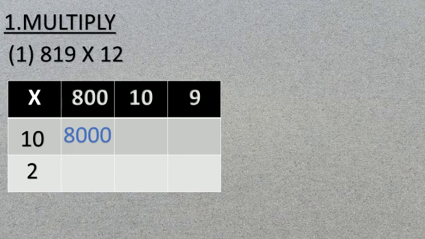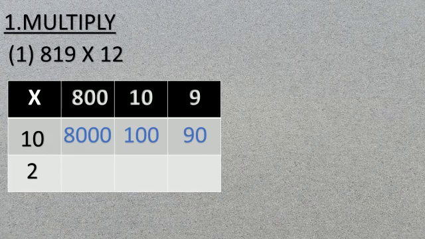Next multiplication is 10 multiplied by 10. Don't look at the 0s, just look at 1 multiplied by 1. 1 multiplied by 1 is 1, and adding the two zeros, the number is 100. So 10 multiplied by 10 is equal to 100. Next multiplication, 10 multiplied by 9, so 10 nines are 90. So multiplication with the tens is over.